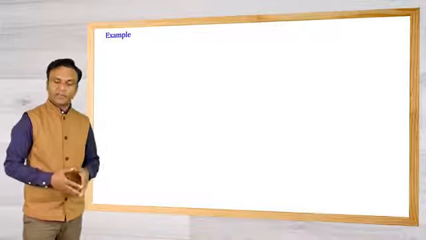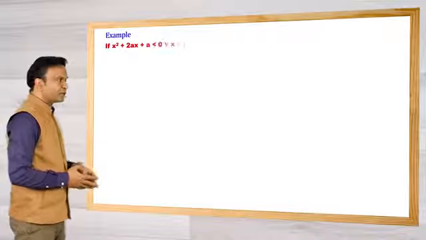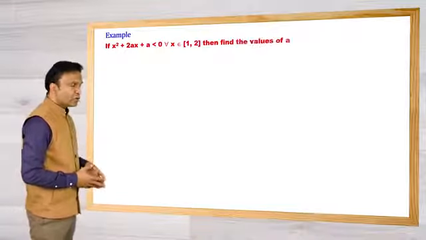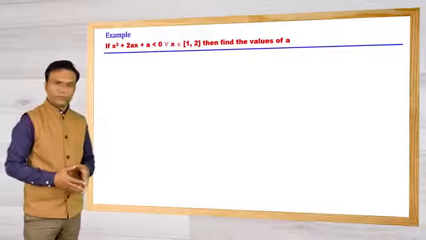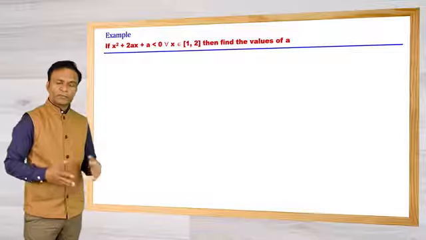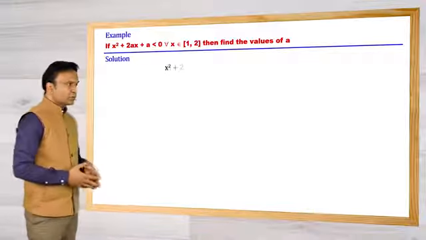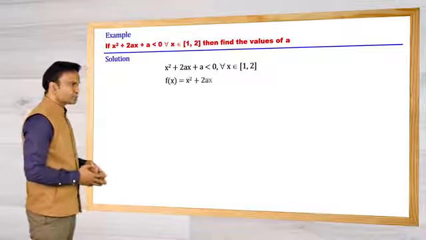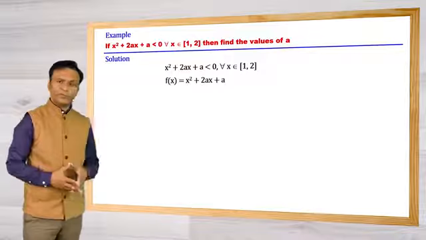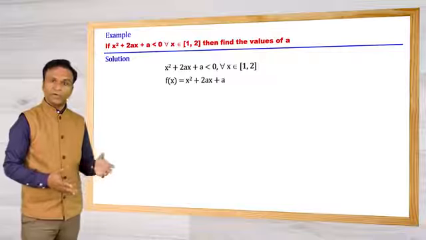Let's try one question based on quadratic inequality. The question is: if x square plus 2ax plus a is less than 0 for all x belongs to 1 to 2, then find the values of a. We will solve this question using graphical concepts. So for that, you consider this quadratic function f(x) is equal to x square plus 2ax plus a. The graph is concave upward.